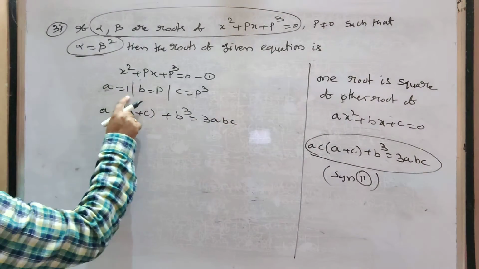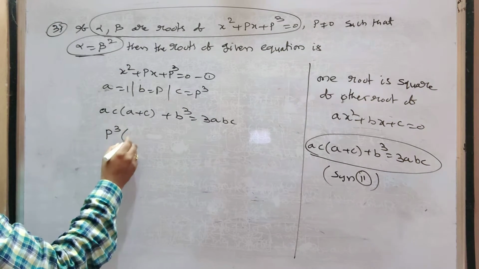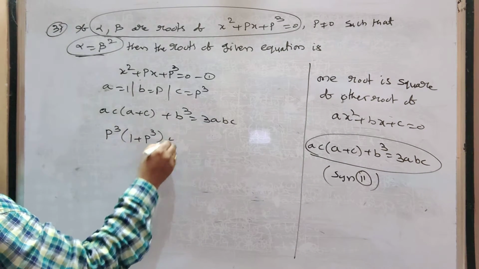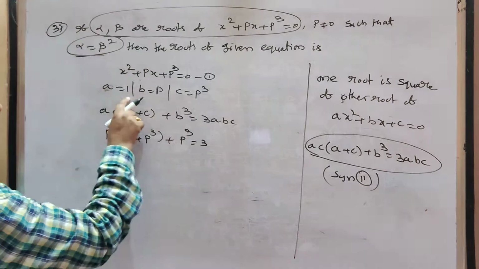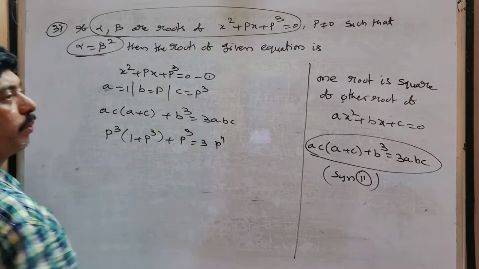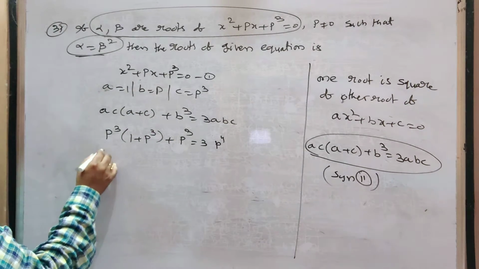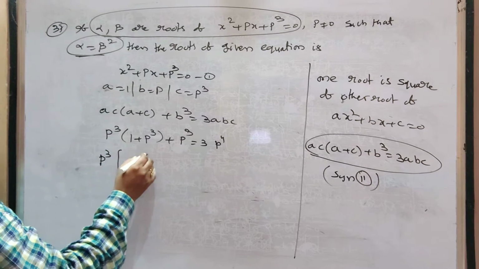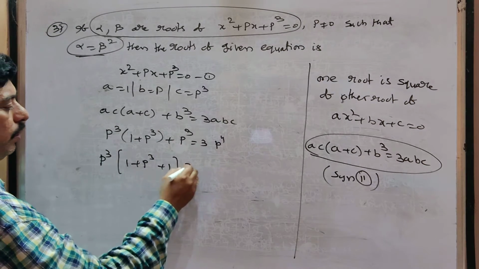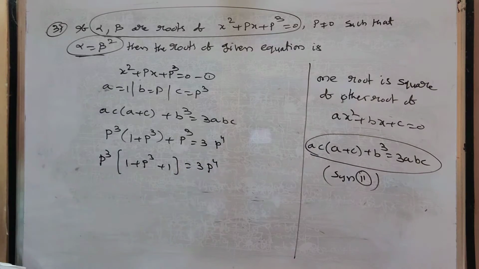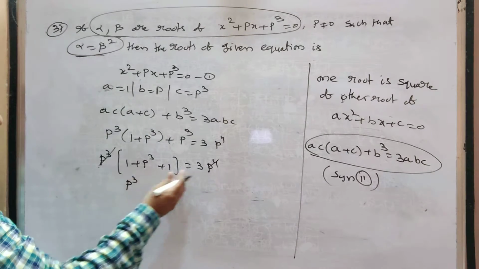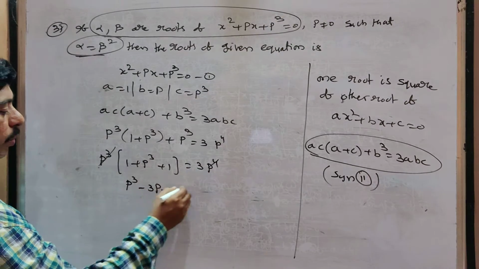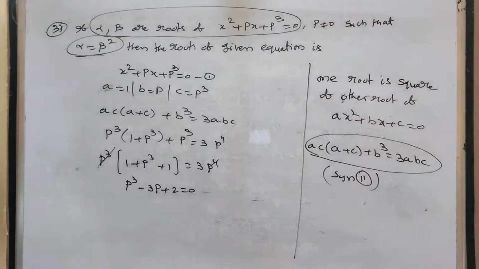Substituting now, a into c, 1 into pq, pq. A plus c, 1 plus pq. Plus b cube means pq. 3abc, 3 into 1 into p into pq, p power 4. Now pq common, 1 plus pq plus 1 equal to 3p power 4. Now these two get cancelled, finally pq, 3p left. Taking left hand side, minus 3p plus 2 equal to 0. Pq minus 3p plus 2 equal to 0 we get.